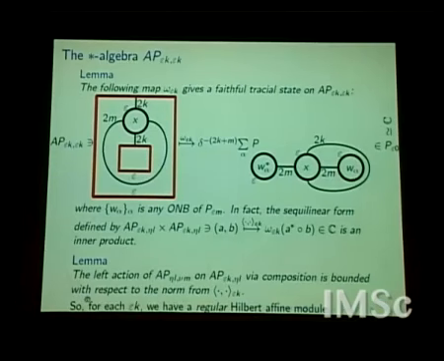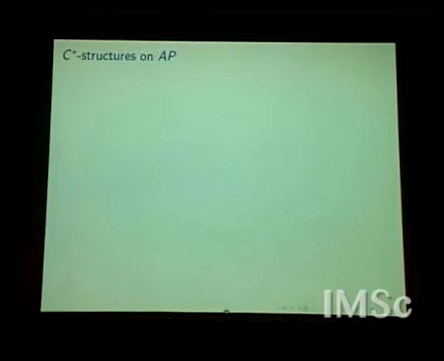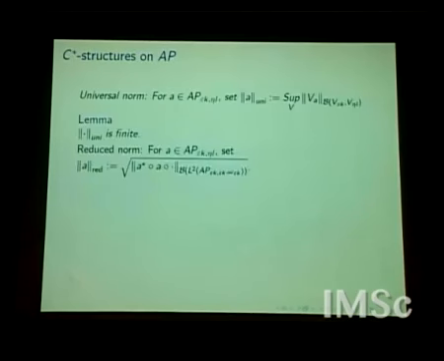Okay, and then what we showed is that these affine morphisms act on themselves, and the action is bounded, and these will give you regular Hilbert affine P modules. So from this you have two kinds of norm.